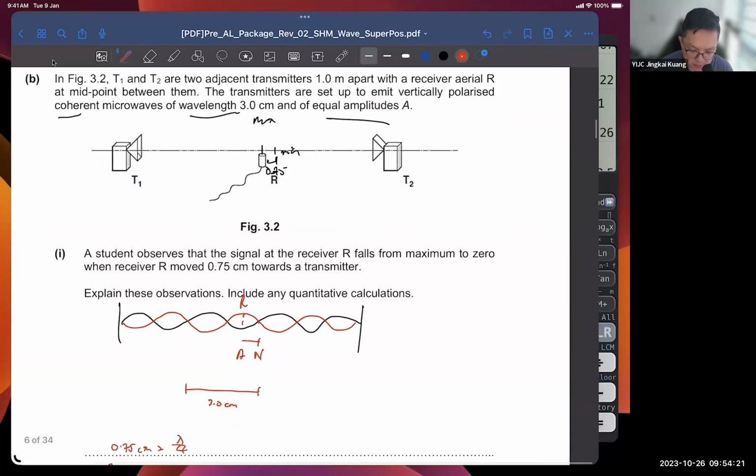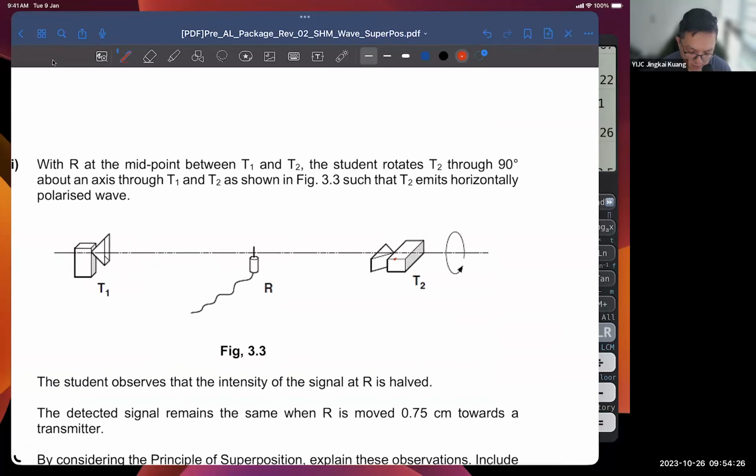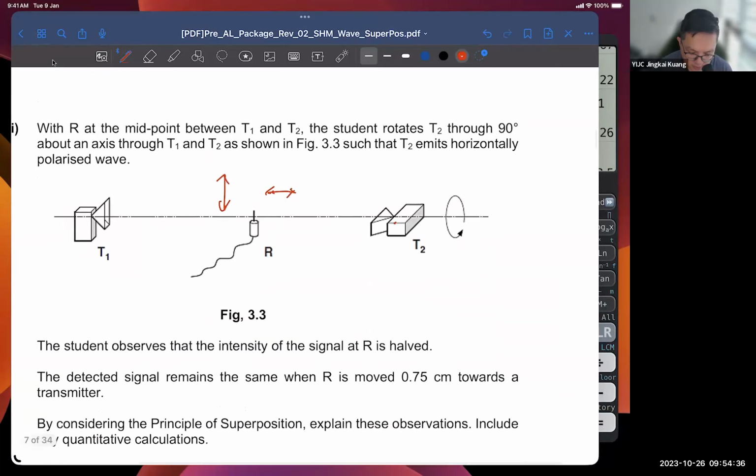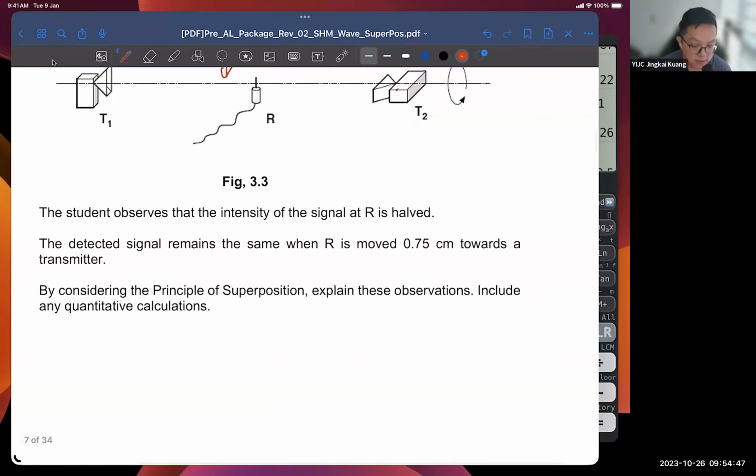Going back to here, that means now one source comes in this direction and the other source in this direction. Both of them have the same amplitude. So then the signal at R. The signal remains the same when R is moved 0.75 cm to a trough. We are doing the same thing, but now they say that at R I lose half of my intensity, and when moved 0.75 cm my intensity stays the same.